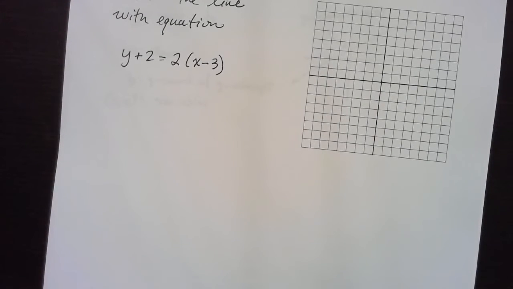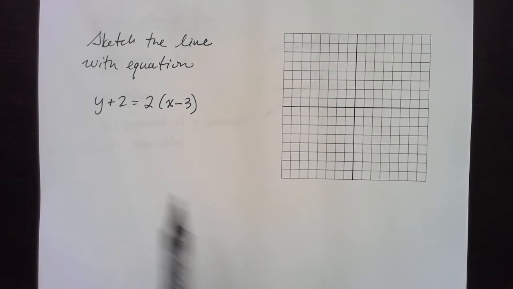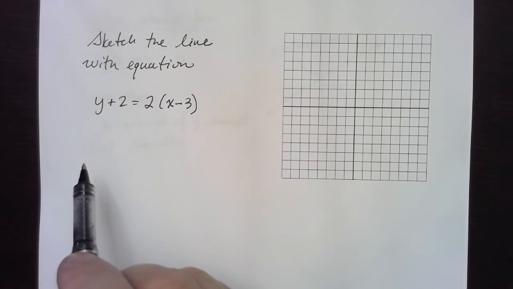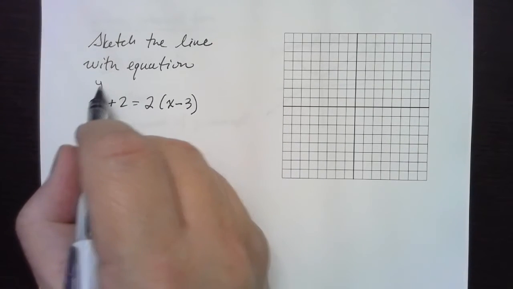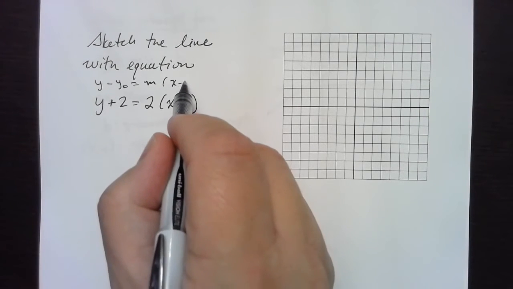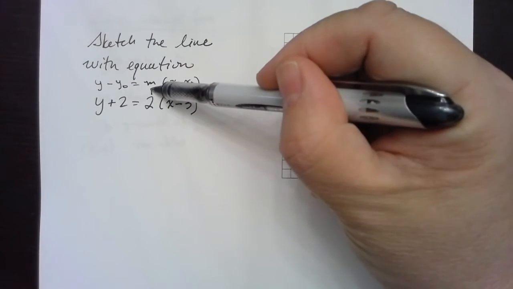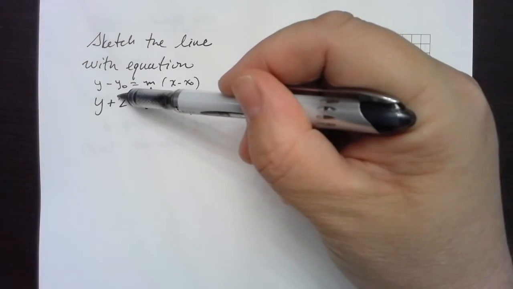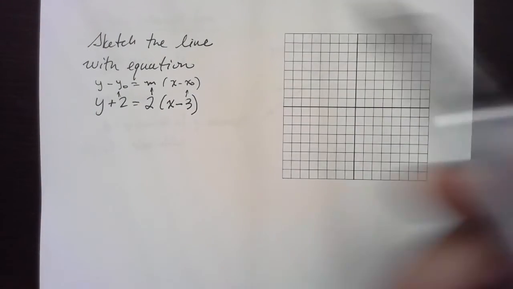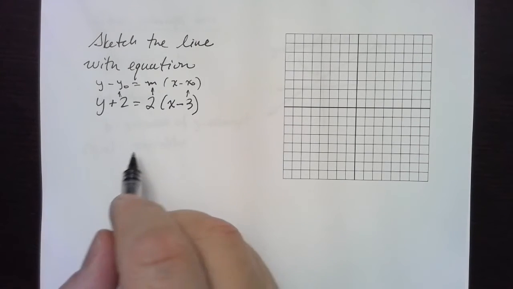What if we start with the equation? Let's see, sketch the line with this equation. First I need to recognize, this is point slope form. It's got the y minus y0 equals m times x minus x0. And then I have to extract from the equation the m and the x0 and the y0. The m is straightforward. M is what's multiplying this x minus 3 term here. So the slope is 2.